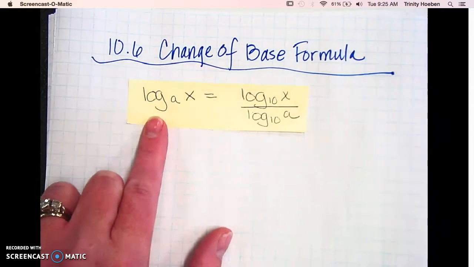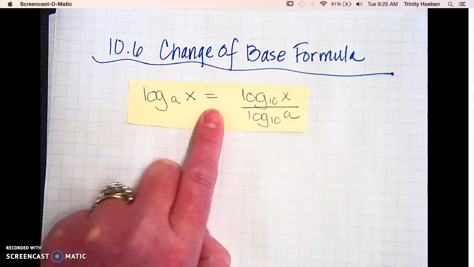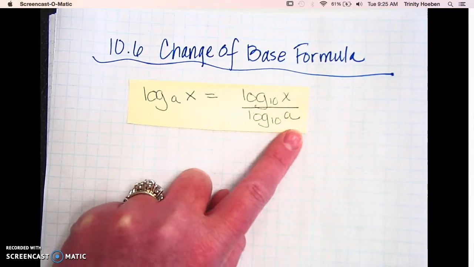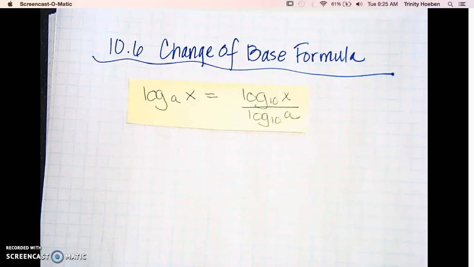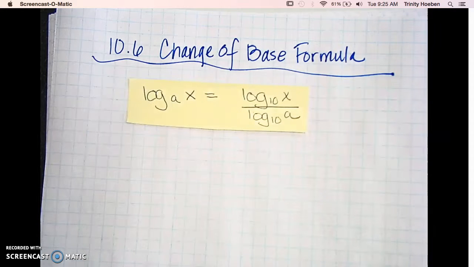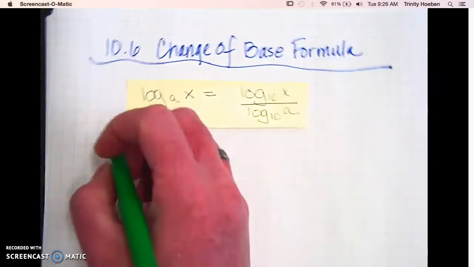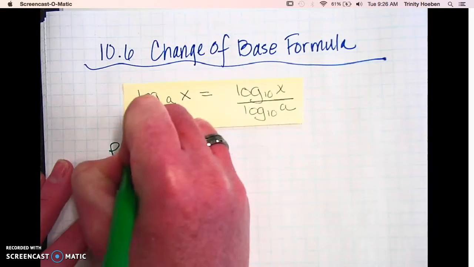So when you have something that is log base a of x, you're going to change it to log base 10 of x over the log base 10 of a. Why? Because your calculator only likes base 10. We count in base 10. We function in a society that uses base 10, and the calculator only likes base 10. Okay, so if you are given a log that is not in base 10, you're going to use this change of base formula that puts it in base 10, and then you can put it in your calculator.